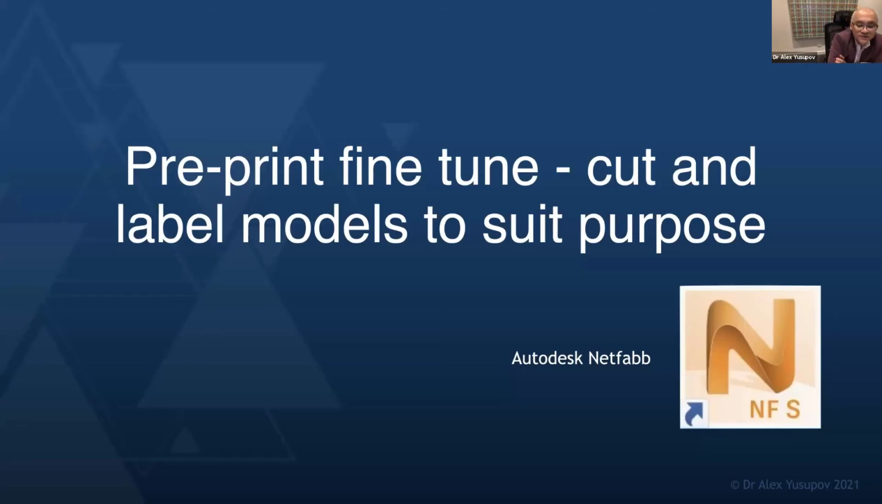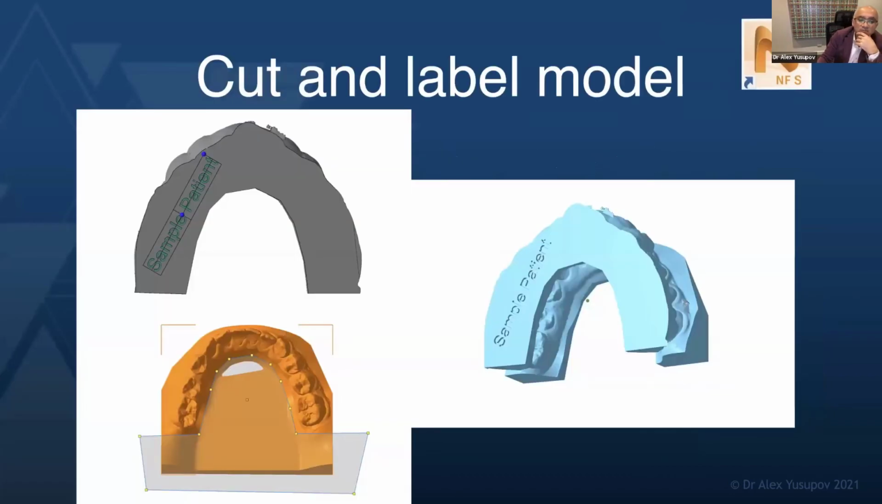So now when we prepare these models initially, we usually leave the whole base in, but when we then go ahead and make appliances on them, we actually then go ahead and prepare them even further. We'll put labels on them so we know which patient they belong to. And also we may cut them even more, or cut them into sections. And once again, we use Netfabb for that. And I'm not going to show you how to do that, but this is basically the steps.